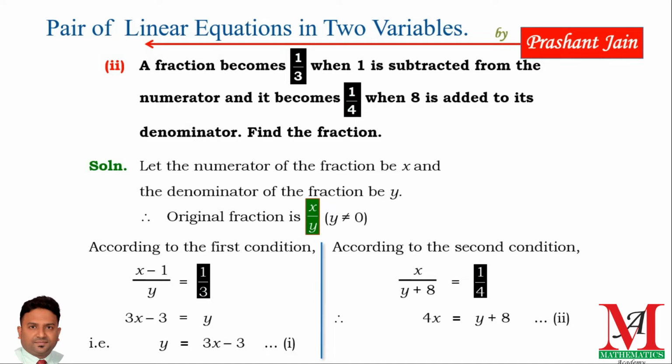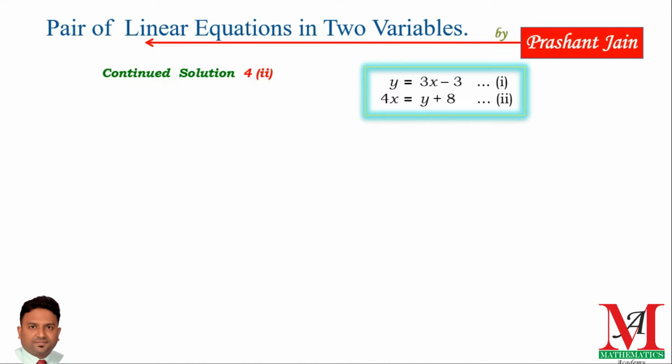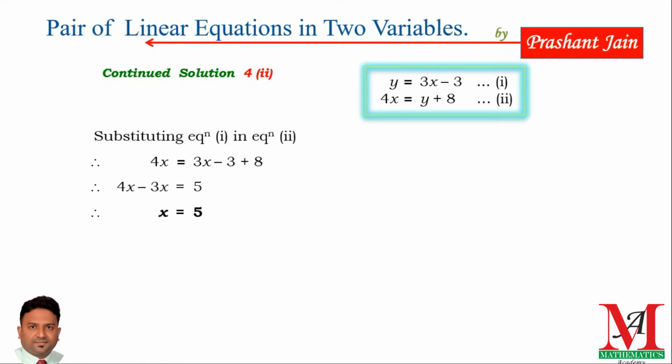So we have the two equations from the conditions which we have read. Now these are the two equations which we have framed after reading. Now I am going to solve these two equations by the substitution method, putting the value of y from the first equation in equation number 2. On rearranging and shifting the x, we get the value of x, that is 5. So we need the value of y also. For y we need to put the value x equal to 5 in equation number 2.